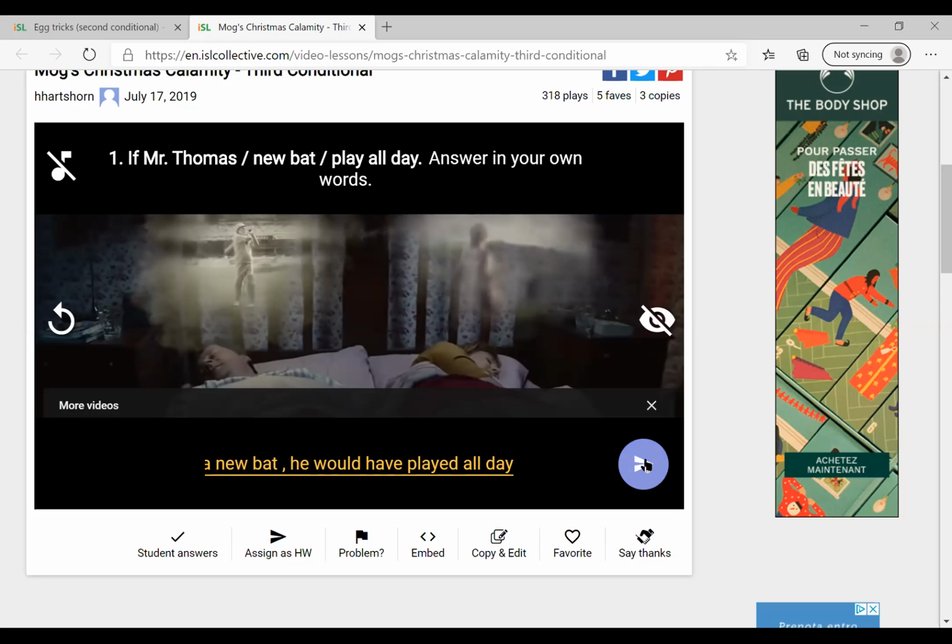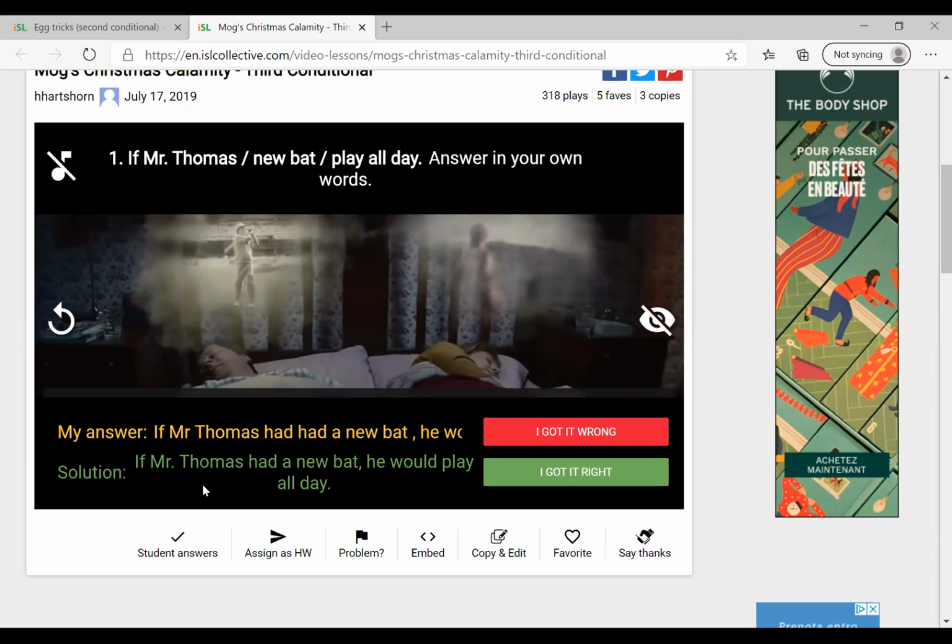Let's see. If Mr. Thomas had a new bed, he would play all day. I disagree with this. Okay, had a new bed. It's a bit strange example. He would play the whole day. Okay, I got it right.